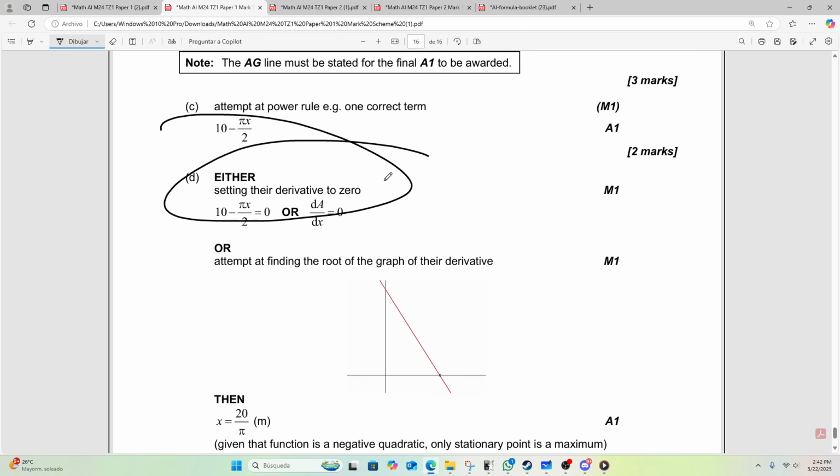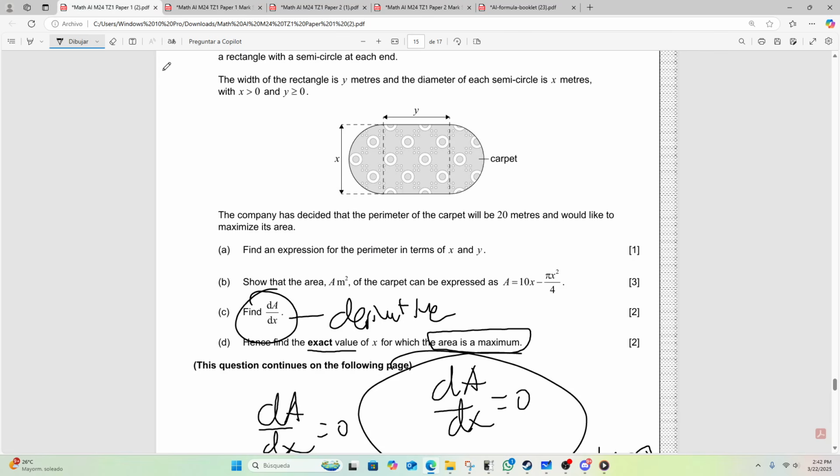Look at that. Set the derivative to 0, method point. That's what I'm saying. That's the kind of thing you have to be aware of. Okay, cool. What are the other tips I can sort of try to show you?